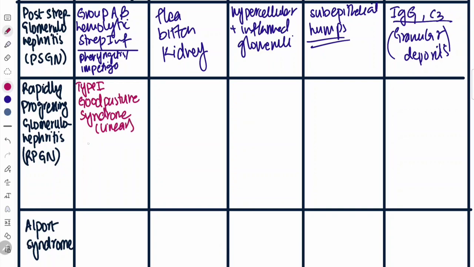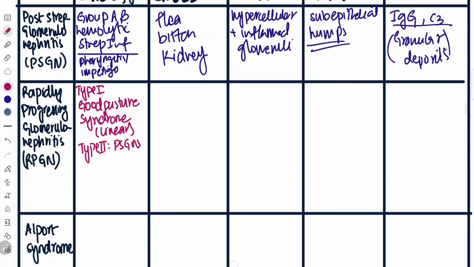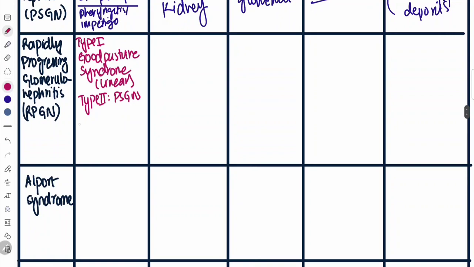Then type 2 is the same. It is an exact copy of PSGN. It is just progressive PSGN. And type 3 is pauci-immune. You call it pauci-immune. Why? Because it is cell mediated. It is cell mediated by CD8 cells. It's not even that important, just know the types and that's it.